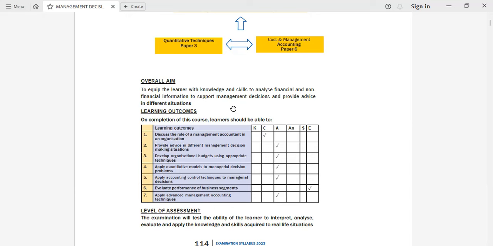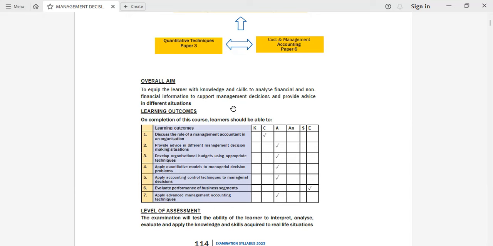The reason is they want us, by the time we complete the syllabus, to have understood some of the things that are going to be used in solving real life situations. That's why we are also going to be needing the accounting aspect. Then the learning outcome number 6, we are looking at evaluating performance of business segments.